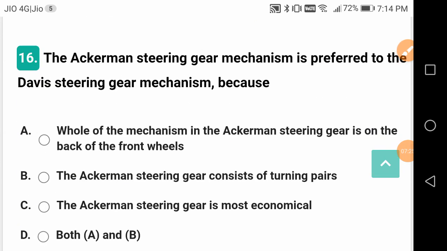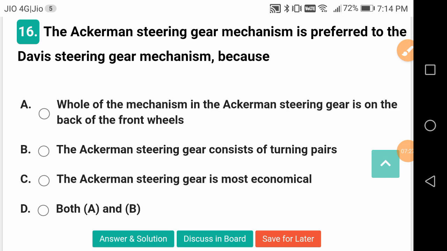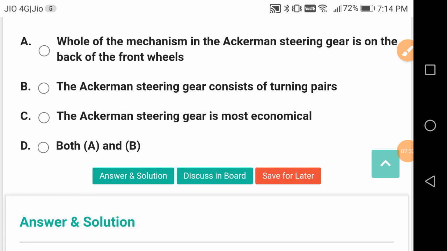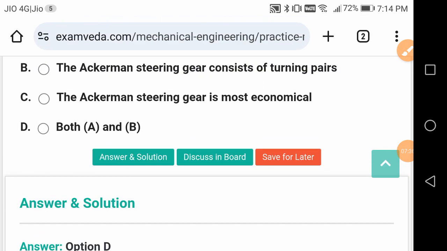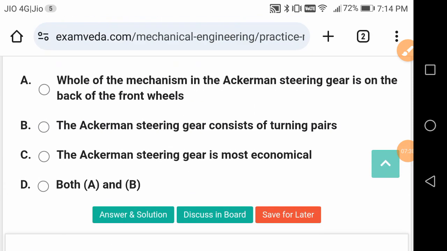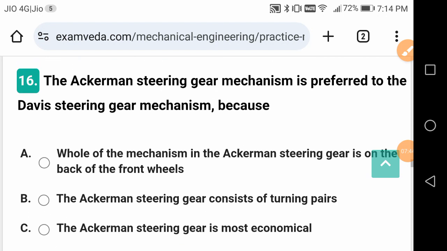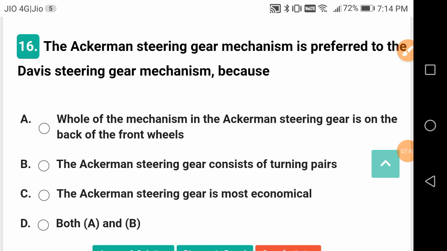The Ackermann steering gear mechanism is preferred to the Davis steering gear mechanism because there is a comparison. There are 3 or 4 points of comparison between these two steering gears. Please go through them. But basically, it has both advantages. Ackermann steering gear consists of turning pairs. Ackermann steering gear is most economical. Because of this, it is mostly used compared to the Davis steering gear.